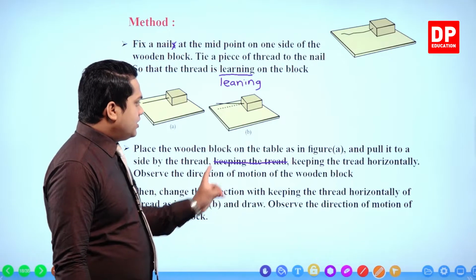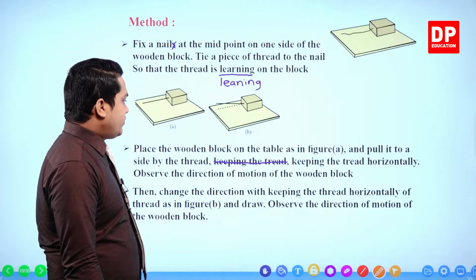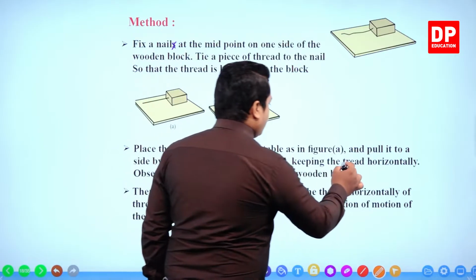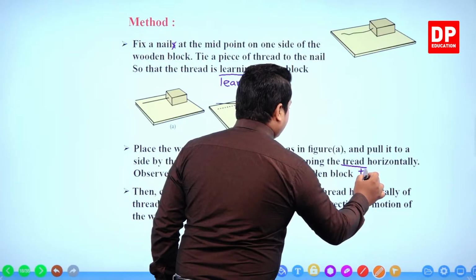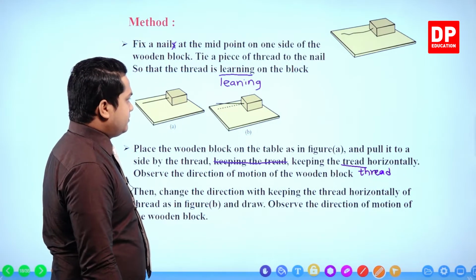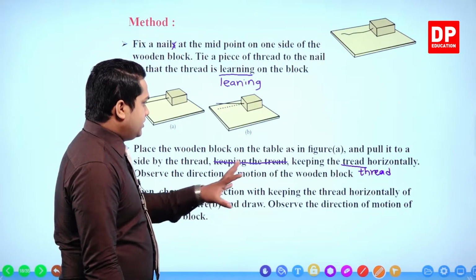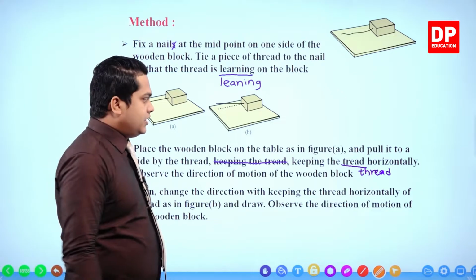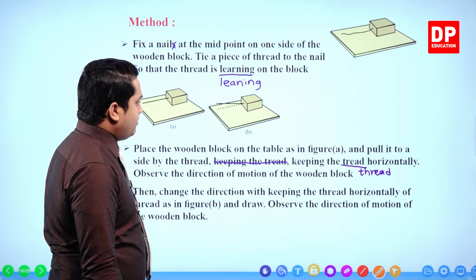So place the wooden block on the table as in figure A and pull it to a side by the thread, keeping the thread, right? Keeping the thread. So here also there is another mistake, right? It should be thread. Right, keeping the thread, right? There is also another mistake here. So keeping the thread horizontally. Observe the direction of motion of the wooden block.